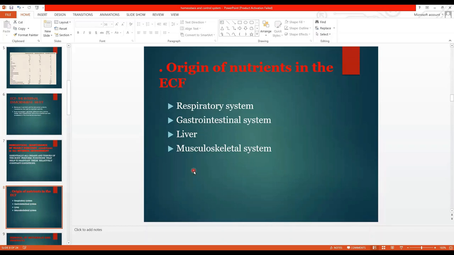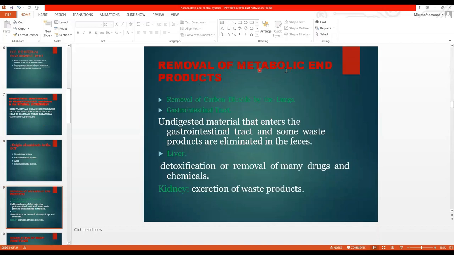And lastly, the musculoskeletal system. How is the musculoskeletal system responsible for the origin of nutrients? So in order to reach the place where the food is present, we need to move. So this system allows us to move to that place and to obtain that food, and then that food provides us nutrients. Next is the removal of metabolic end products or removal of waste products.